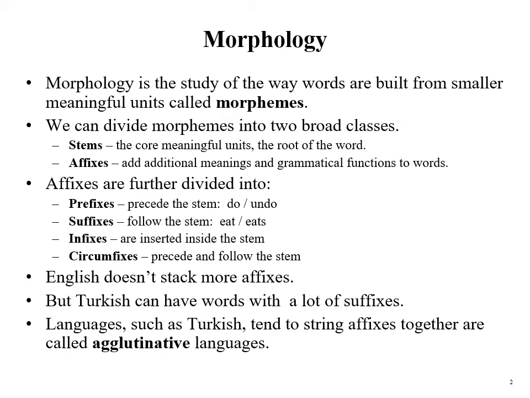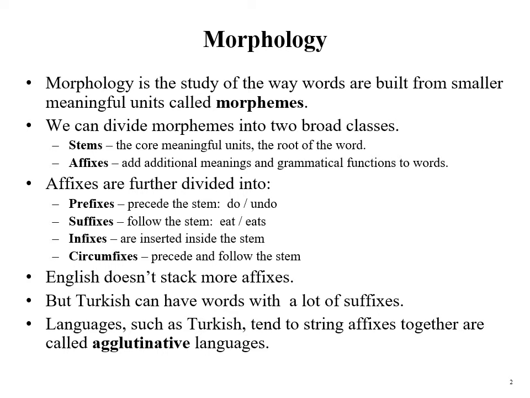Affixes are further divided into prefixes, suffixes, infixes, and circumfixes. Prefixes precede the stems. Stems mean main words. It may be like do, undo. Suffixes follow the stems. You can suffix s with eat, then it becomes eats.